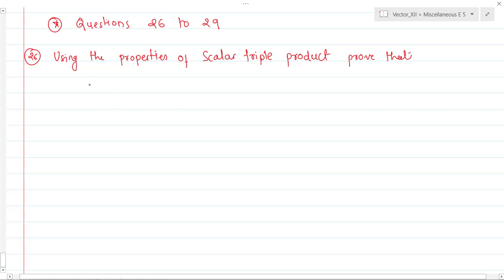So question number 26 says, using the properties of scalar triple product, or it is also known as a box product, prove that box of a bar plus b bar, b bar plus c bar, and c bar plus a bar equals 2 into box of a bar, b bar and c bar. We have to prove this.